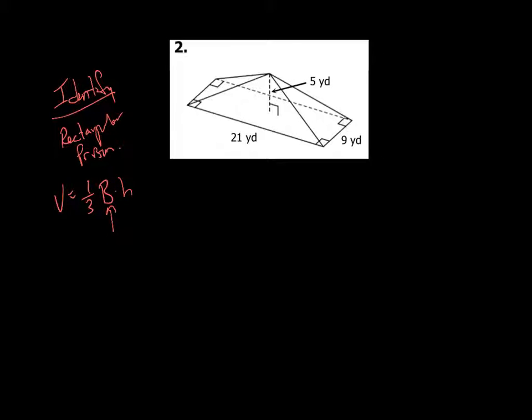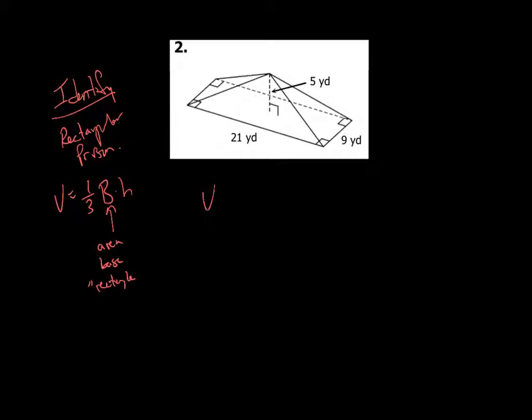So again, we're going to roll with the same process. First, we're going to want to identify, right? Identify the figure. So this is a rectangular prism. And if it's a rectangular prism and we're looking for volume, volume is going to be equal to 1/3 big B times H, where big B is the area of the base. And the base in this particular case is a rectangle.